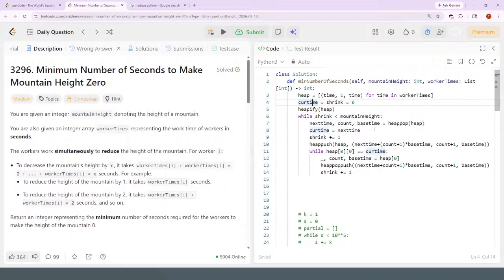Okay, so initially shrink is 0, and make a heap. While I still need to shrink it, I'm looking at the lowest costs of all the possible shrinkage times. No, that's not going to be working right. Yeah, it's just not going to work.